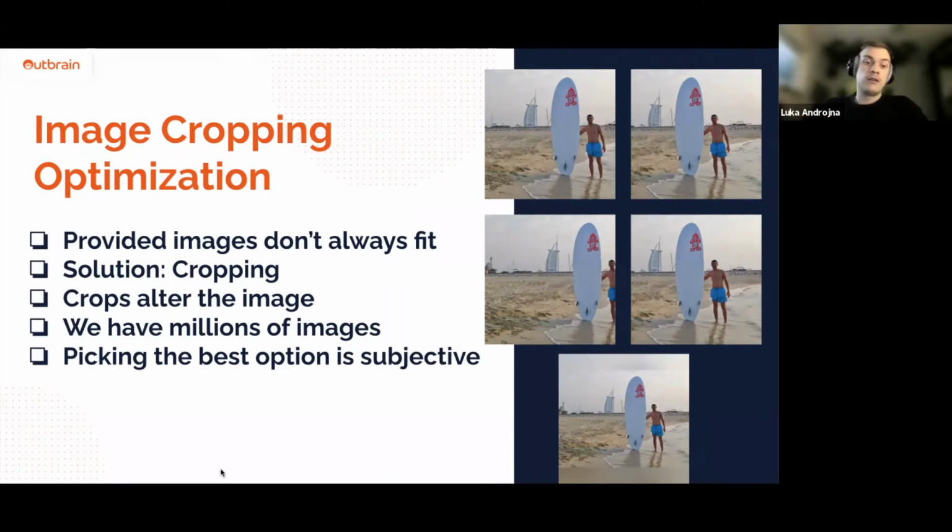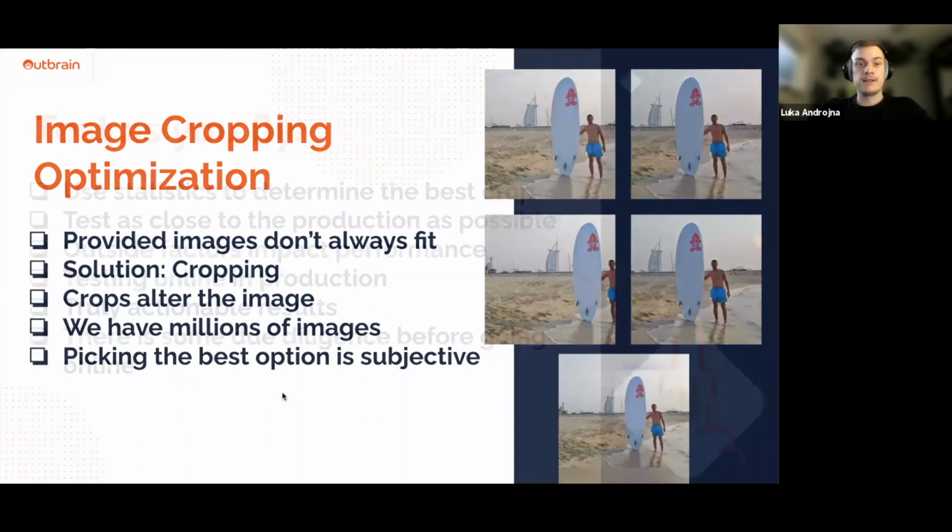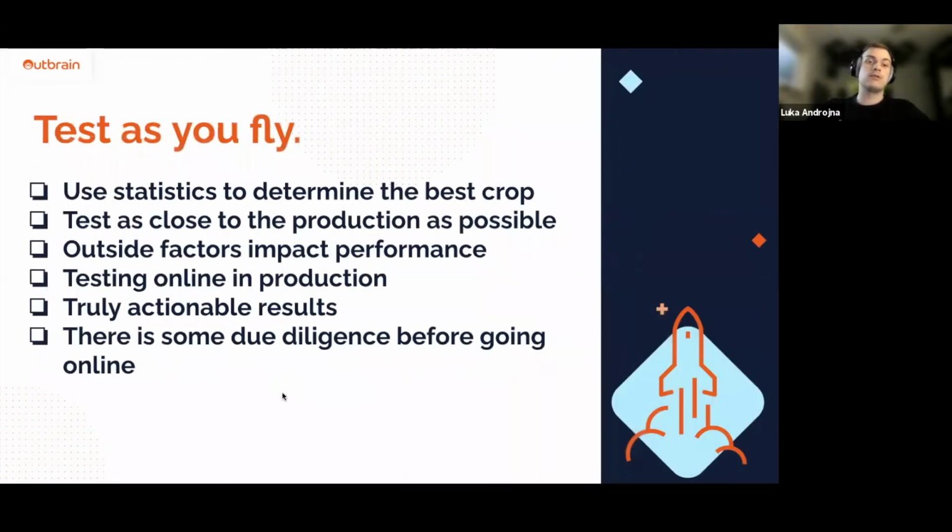So I would say that picking the best option here is quite subjective, and that's not really the best thing that we can do for our business, right? And also another problem is that we have millions of these images, like I already said, and if we want to then even combine that with something like aspect ratios, this is a humongous task that we simply can't do by hand. It's impossible. So what we want to do is we want to use statistics to determine the best crop in some way. So I would suggest here testing as you fly, as they say at NASA.